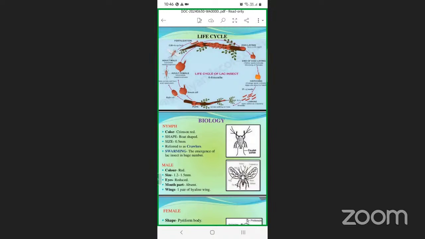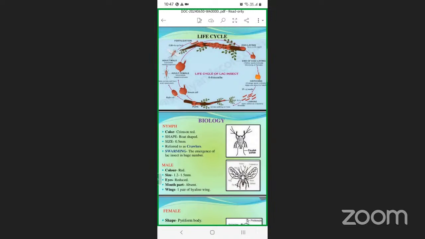A day or two after settling down, they secrete the resin over their body from the integumental glands. These glands eventually cover them with the lac, which serves as their protective shield. When they mature, the females remain wingless and sedentary, whereas males become winged, emerge and inseminate the females.